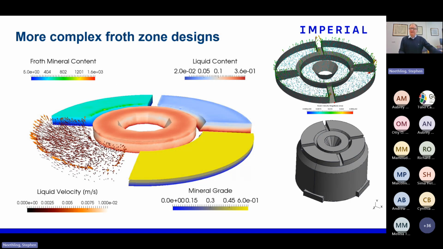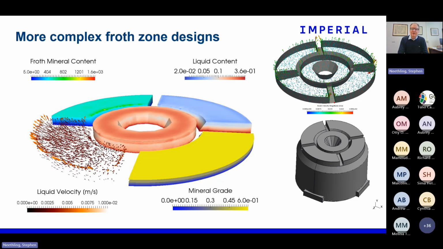And from there, we went on to simulate different types of launder layouts. So those first simulations were only in 2D. We now do 3D simulations of the froth phase so that we can do more complex launder designs where you don't just have symmetric launders, but you also have things like radial launders, etc. And we can predict the performance of the froth in this.